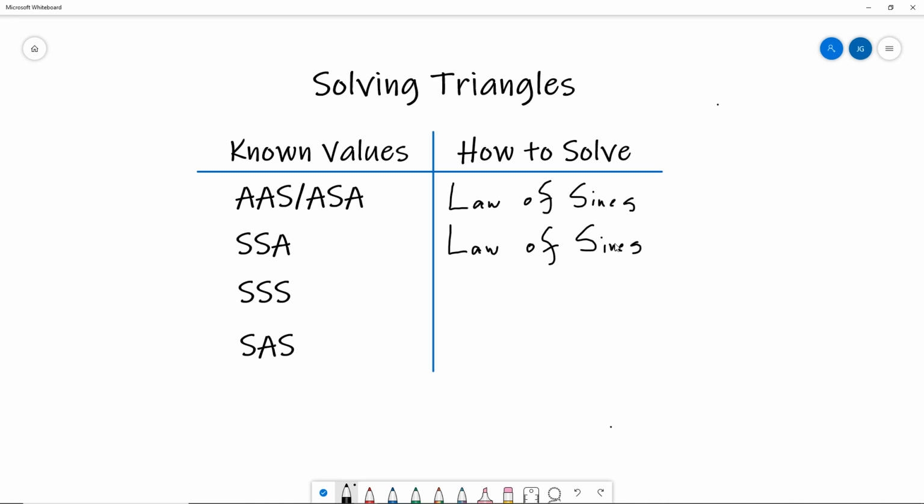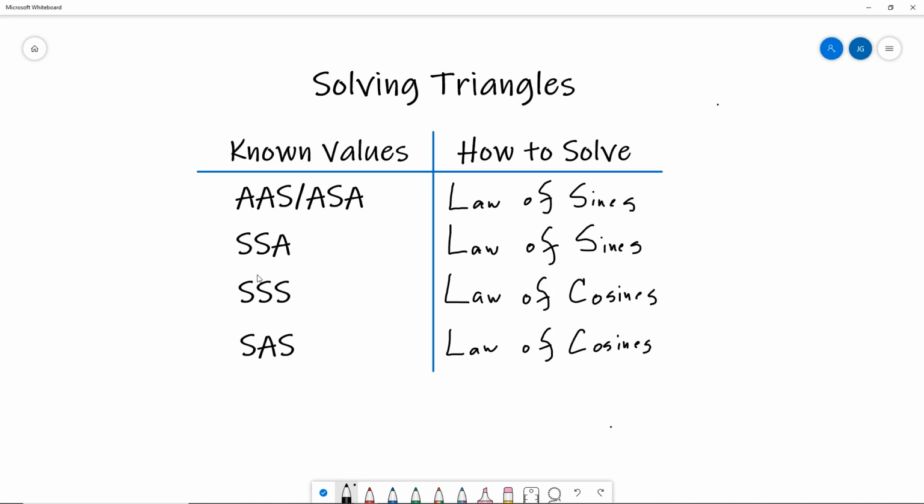The two remaining types of triangles that we can solve using trigonometry are side-side-side, where all we know are the lengths of the sides of the triangle, and side-angle-side, where we know the lengths of two sides of the triangle and the angle in between them. For these two situations, we're now going to have to learn the law of cosines in order to figure these out. So both of them use the same formulas to solve them, and similar techniques once we use the formula.